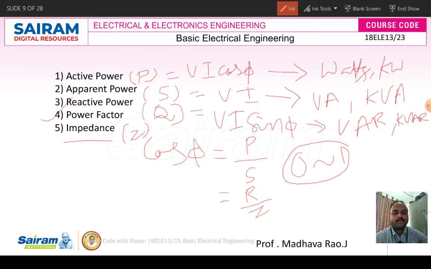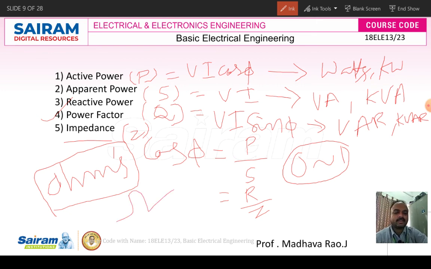Impedance consists of resistance and reactance. Impedance belongs to AC circuits; resistance belongs to DC circuits. The unit of impedance is ohms. Just as we measure resistance in ohms, impedance is also measured in ohms. The symbol representation looks like this, the representation of ohm. So this is about various definitions of AC circuits.